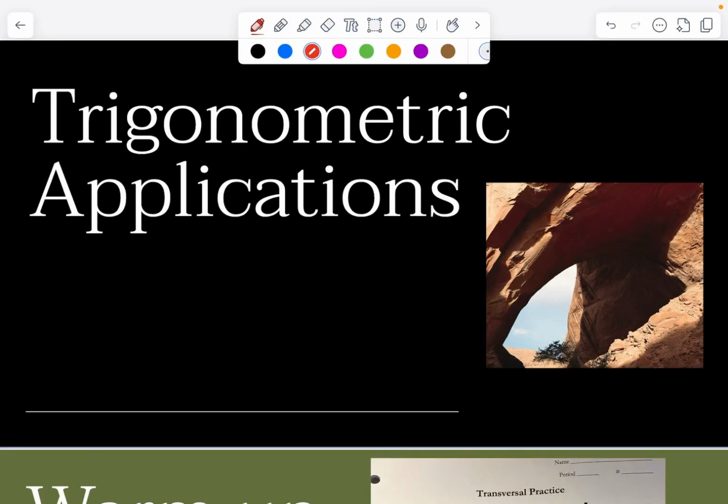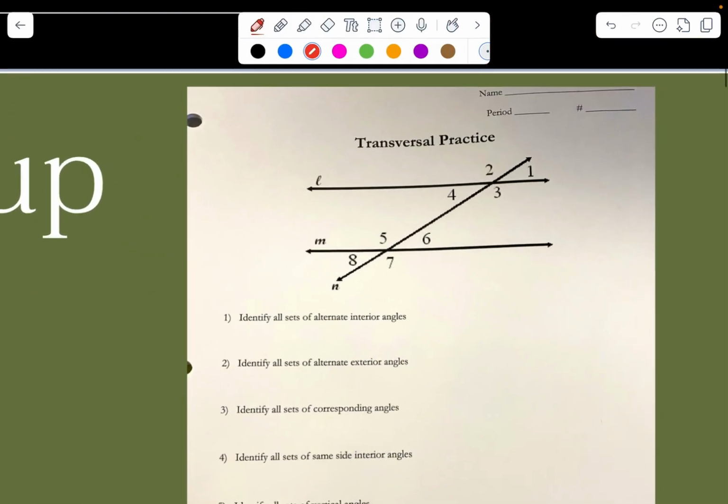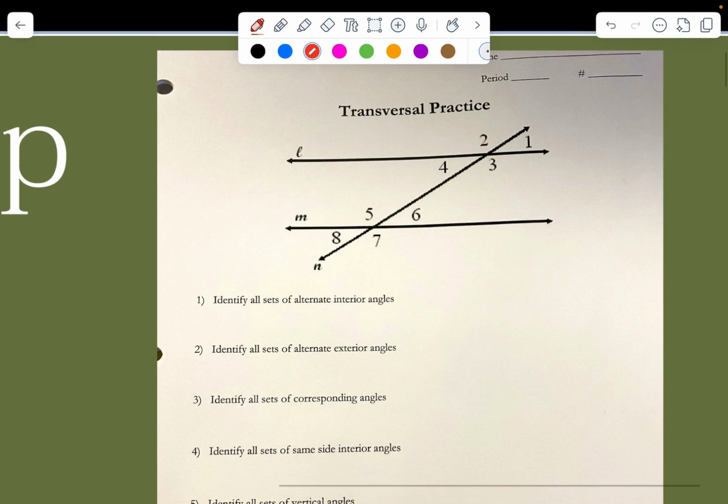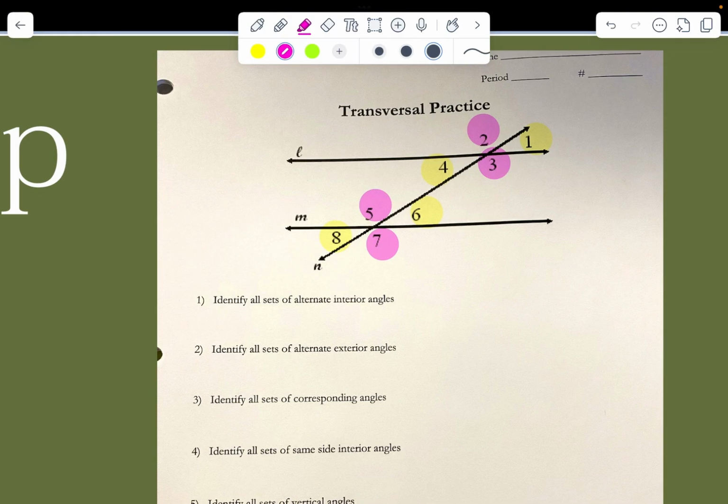We have trig applications that we're doing today. Before we get to that, we are going to review again the parallel lines cut by the transversal. We have the zigzag, where we know all of those angles are going to be congruent, 1, 4, 6, and 8. And we also have the other zigzag, 1, 3, 5, and 7, where we also know that those angles are going to be congruent.